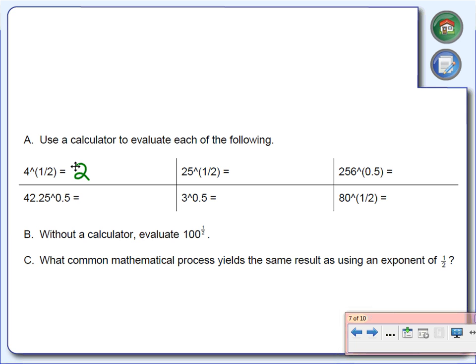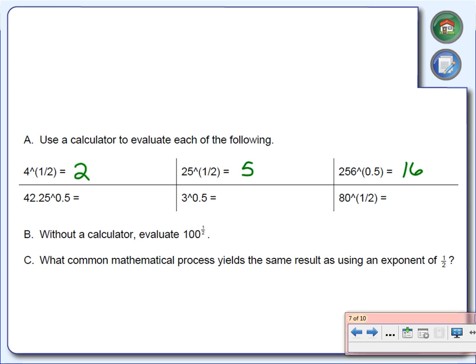25 to the 1/2 power. What is 25 to the 1/2 power? What is it? 5. 256 raised to the 0.5 power, or the same thing as 1/2. What is that? 16. Now, before I go any further, I want you to notice something, guys.